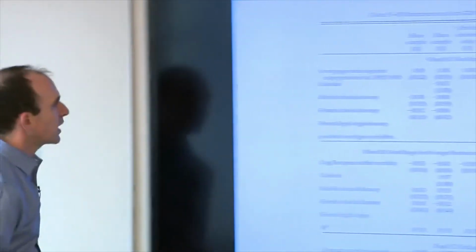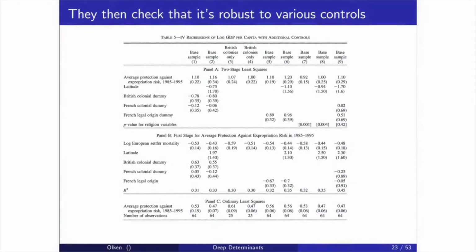In the next table, they can add additional controls. They can add dummies for what your colonial origin was. They can look only within British colonies. And they can add other sets of controls as well, which are listed in the table notes.